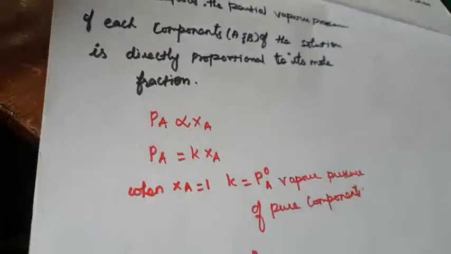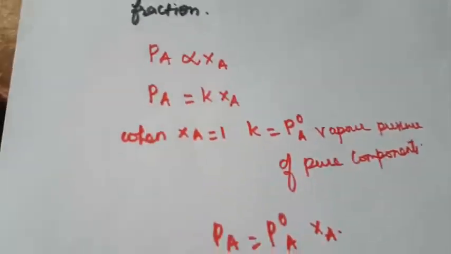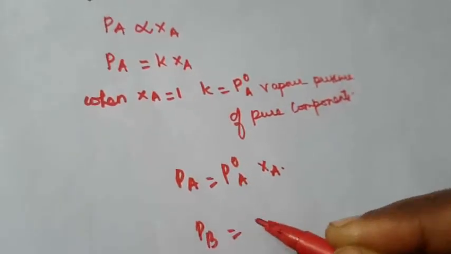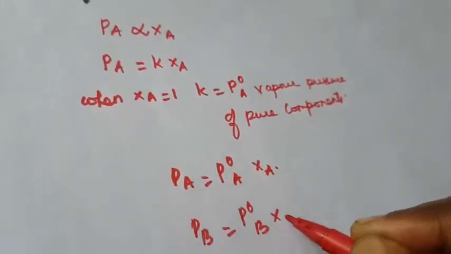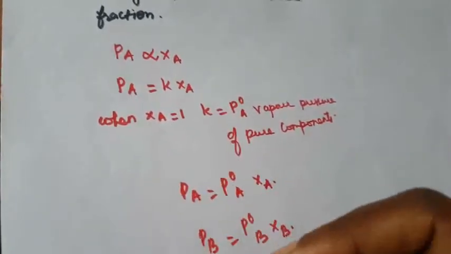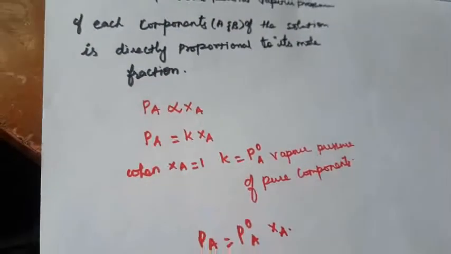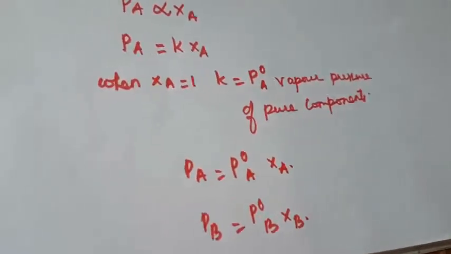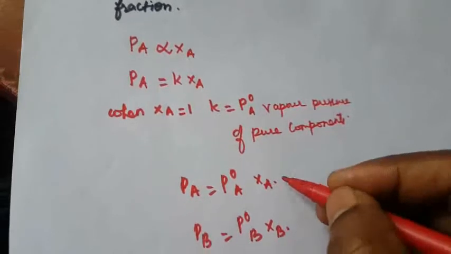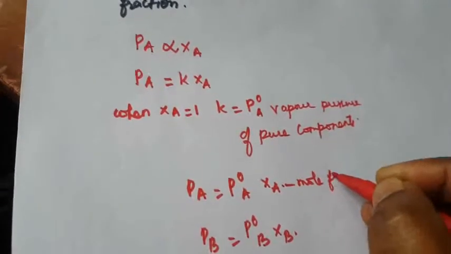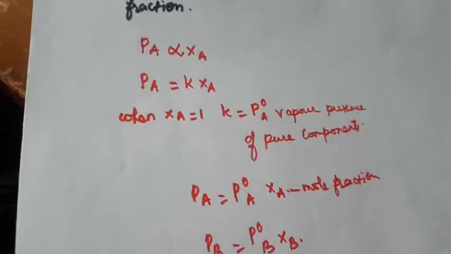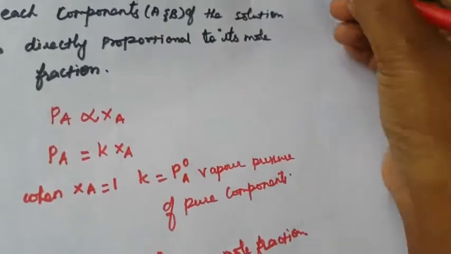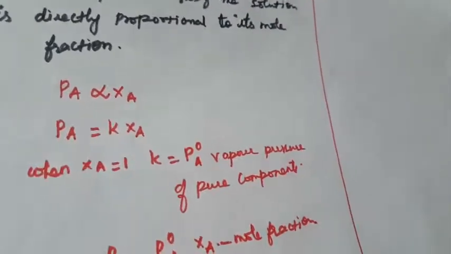Similarly, for the B component. This is for the A component. What is the B component? PB equals P0B into XB. So this is for the A component, this is for the B component. XA and XB are the mole fractions. According to Dalton's law, the partial pressures give the total pressure. What is meant by Dalton's law? The sum of the pressures.